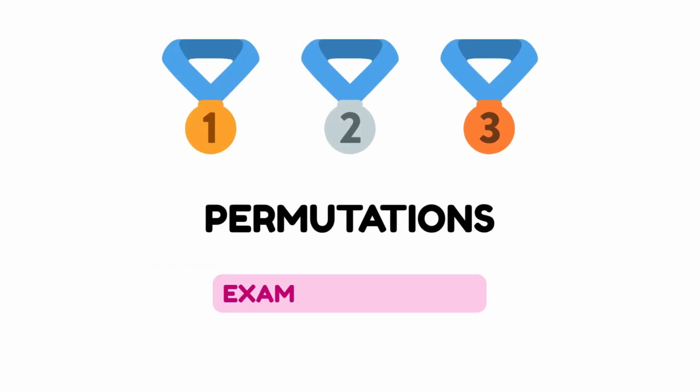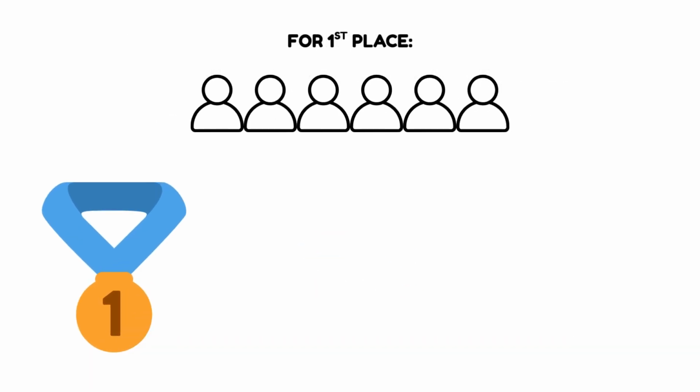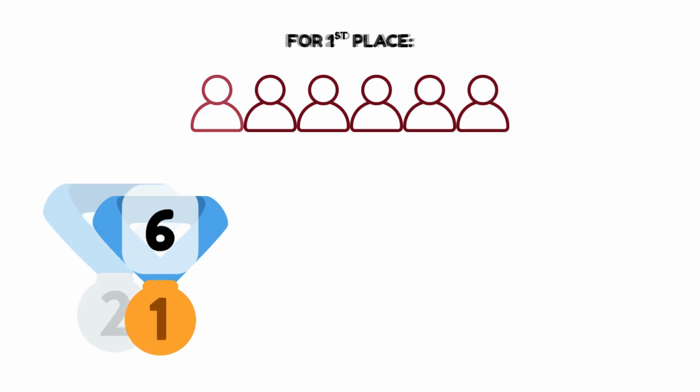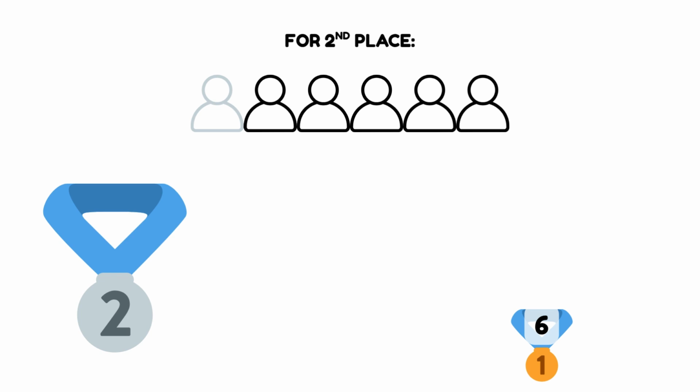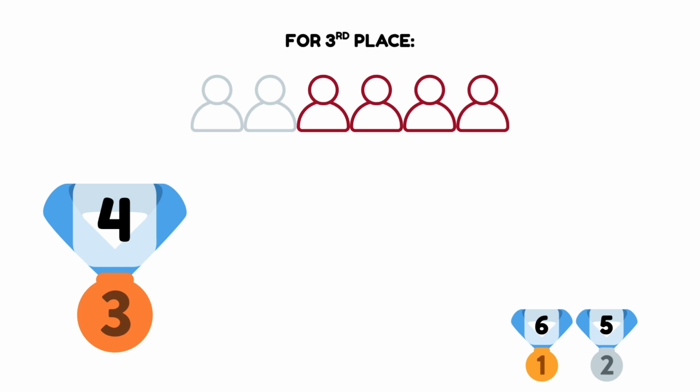Now let's use that example question to find out the number of permutations in this scenario. Also, let's try to derive our formula to make this a little bit more fun. So, for first place, we can have 6 people because all of these people can be in first place. So now let's put that aside. For second place, now that one of the people is out because one of them is obviously going to be in first place, we have got 5 people remaining. So for second place, there can be 5 people. Let's put this aside as well. For third place, now that 2 people are gone for first and second place, we've got 4 people remaining. So for third place, we can have the 4 remaining people.